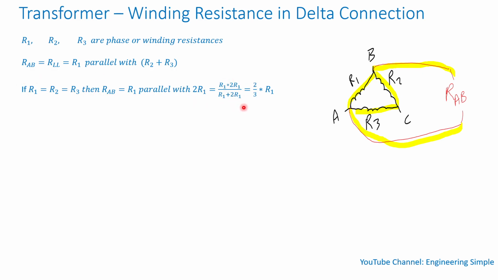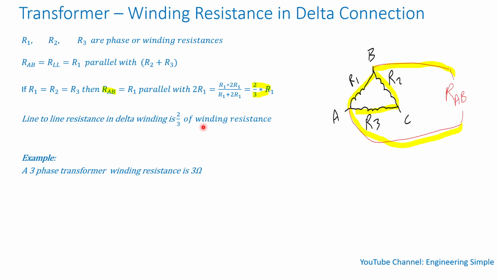So what this equation is telling me here is that the line-to-line resistance in a delta is 2/3 of the phase resistance. So line-to-line resistance in a delta winding is 2/3 of the winding resistance.